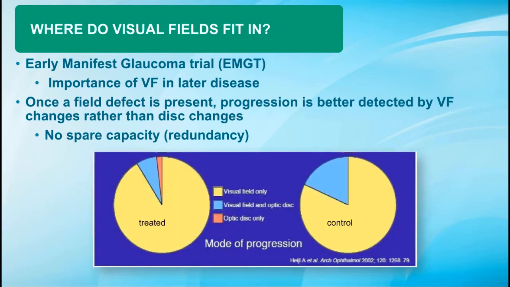So this is the data from the EMGT study. If we look at both treated and control group, progression was detected predominantly by visual fields and sometimes by visual fields and optic disc, but almost never by optic disc alone, very, very rarely.